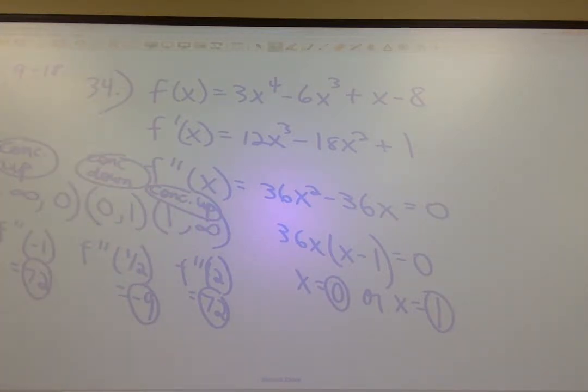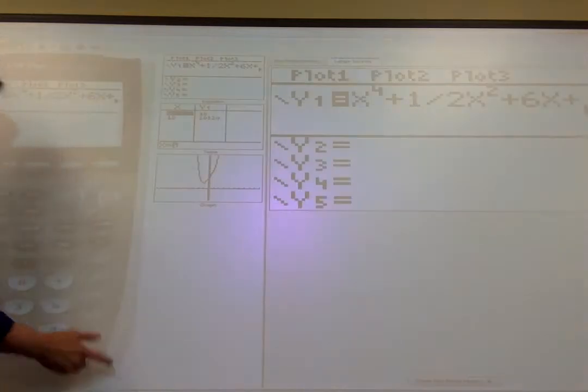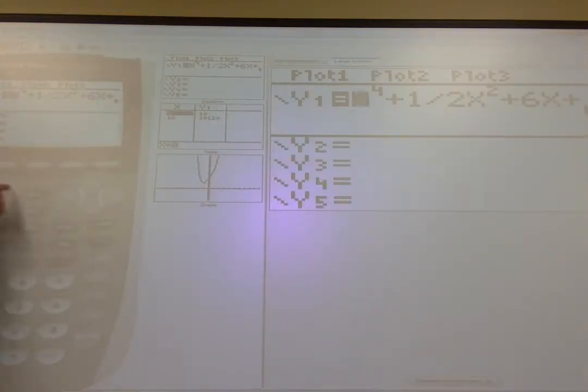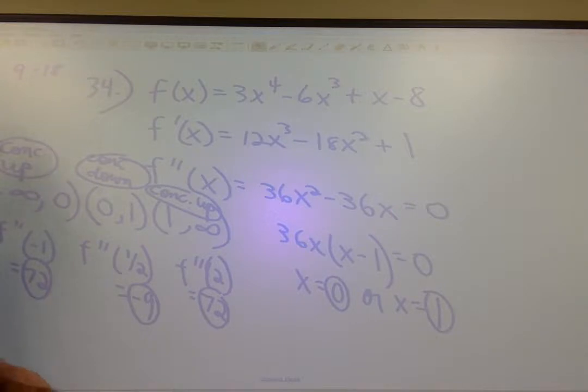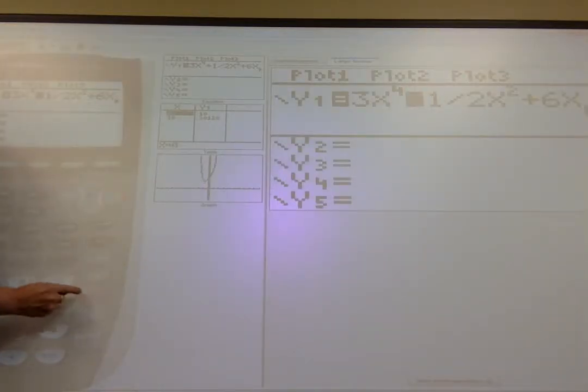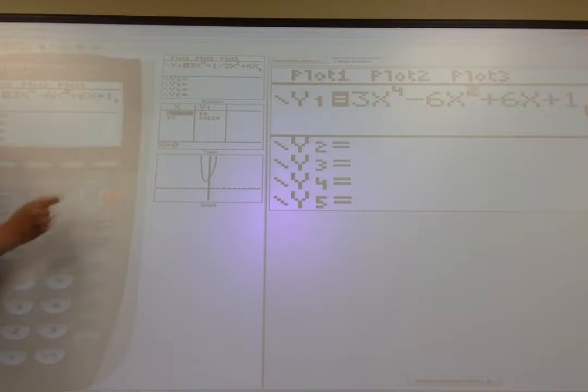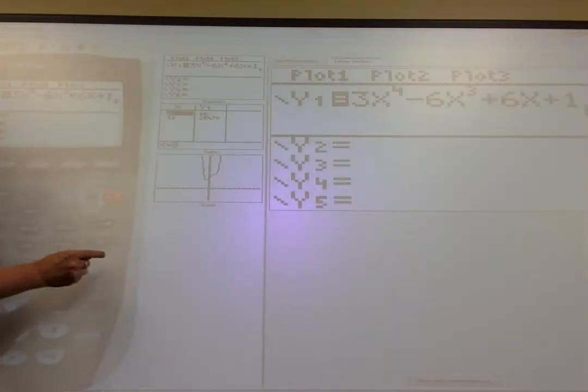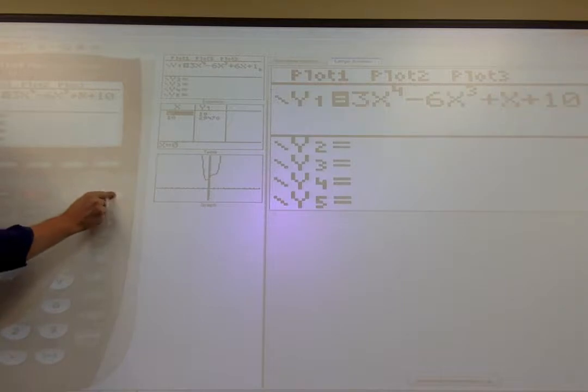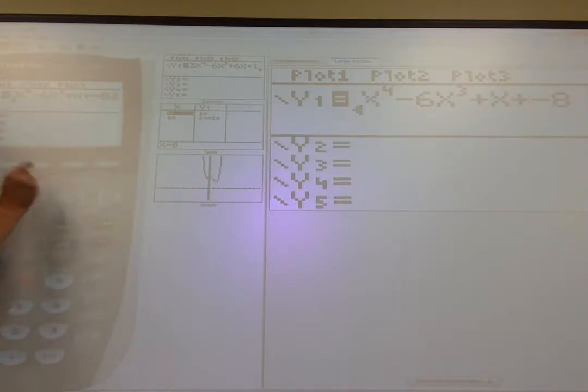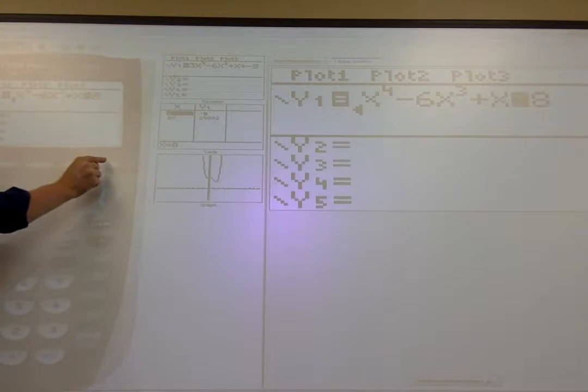Here's my result. Let's test it real quick. I bet you can type it into the graphing calculator. 3x to the 4th minus 6x cubed plus x minus 8. Whoops. Almost. Look at your graph.